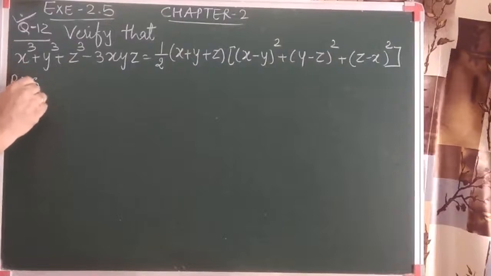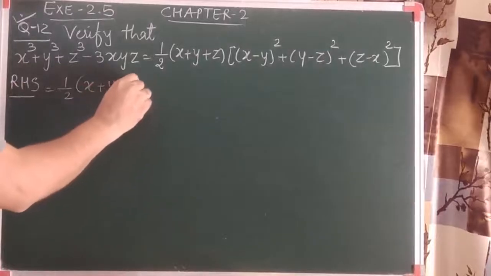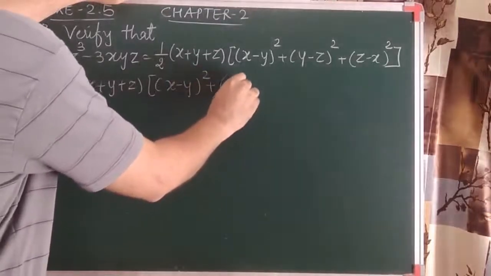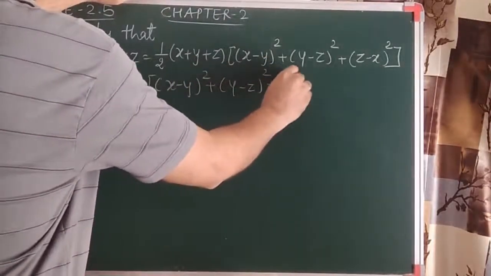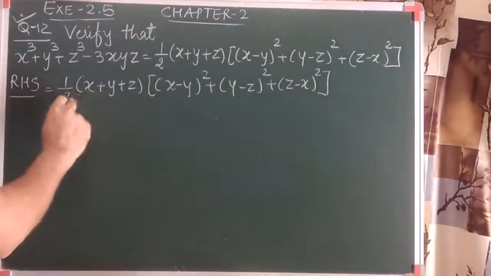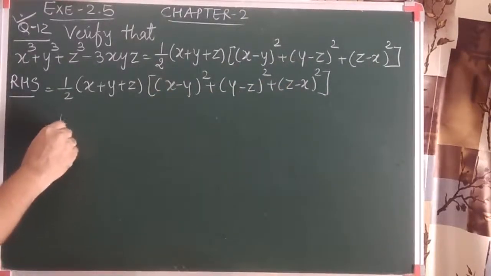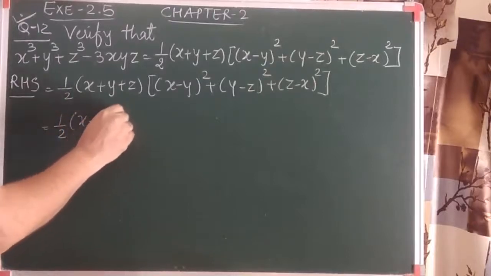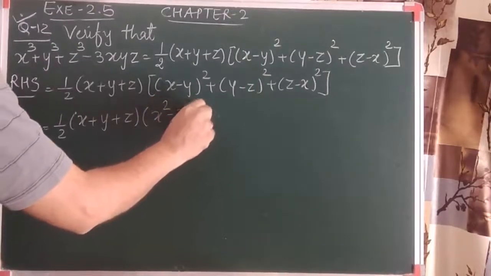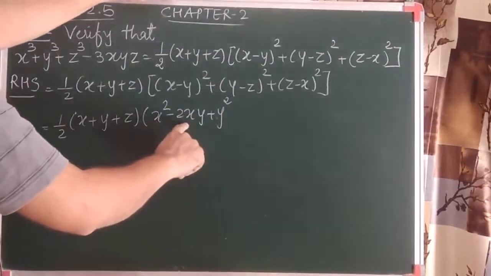The right hand side they have given is half into x plus y plus z into x minus y the whole square plus y minus z the whole square plus z minus x the whole square. Remember students, do not simplify this; expand this by using the formula for x minus y the whole square. The perfect square trinomial formula I am going to use for this: a square minus 2ab plus b square. We have already discussed this formula in the first part of this chapter. x square minus 2xy plus y square.